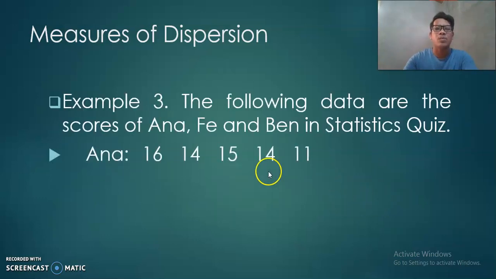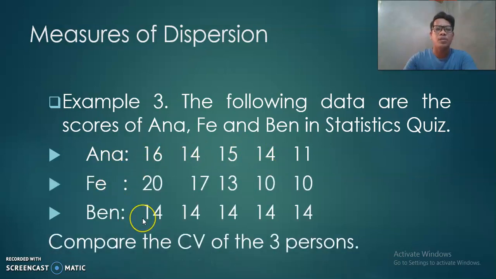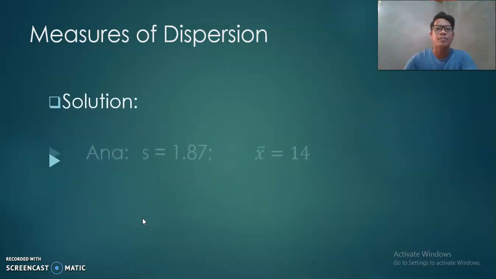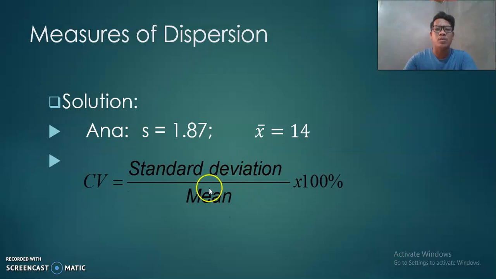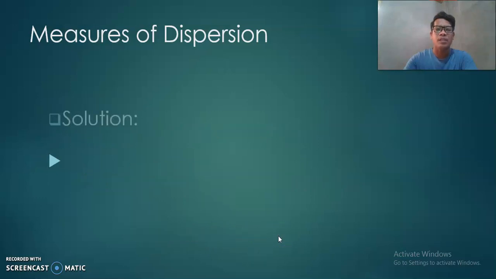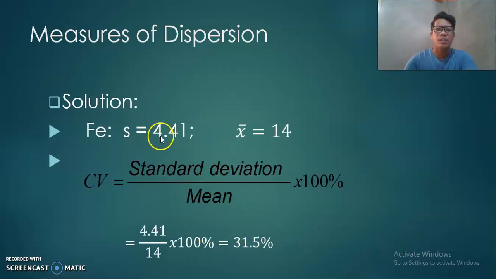So for instance, we try to compare the standard deviation between these three persons. For Anna, the standard deviation is 1.87, then the mean is 14. So we just simply divide the standard deviation by the mean, then we have 13.36%. Then for Fe, the standard deviation is 4.41 and the mean is 14. So 4.41 divided by 14 times 100%, so we have 31.5%.